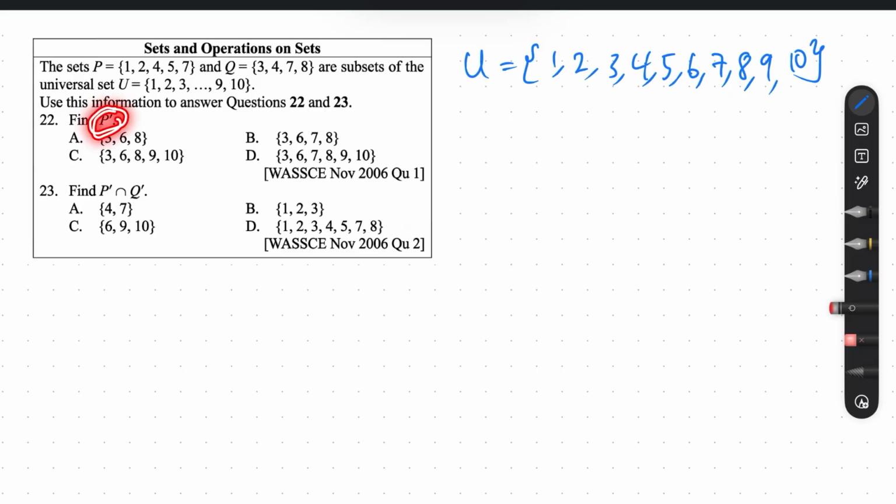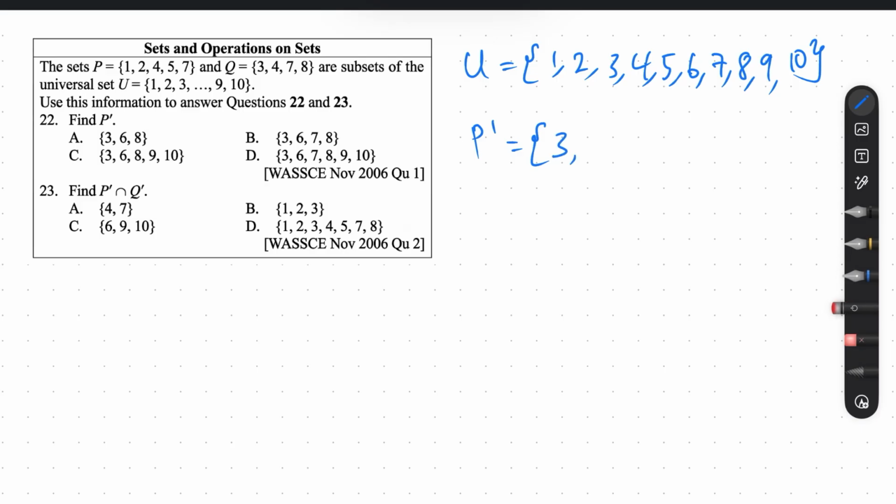P complement is every element that is in the universal set that cannot be found in P. So let's start. Let's write that down. So we have P complement is equal to the set, right? Okay, let's go and check. We have 1 in the universal set. We have 1 here, so that cannot enter into it. We have 2 that can also enter. So we have 3 here, but then we don't have 3 in P. So 3 goes here, right? 3 goes in the set.